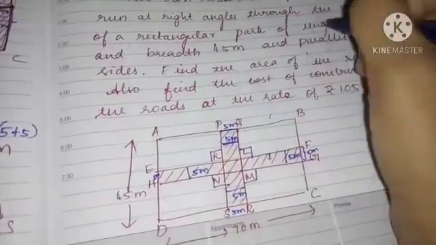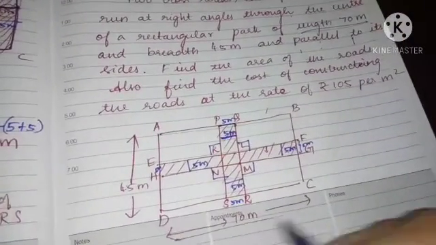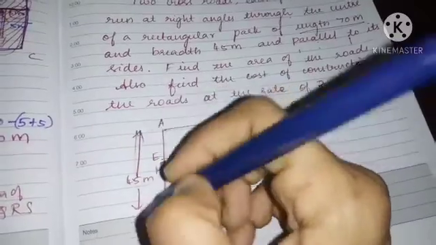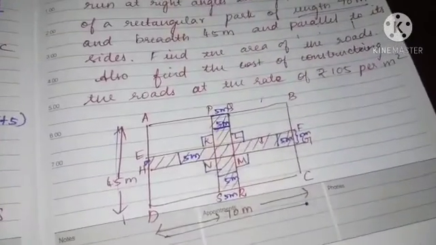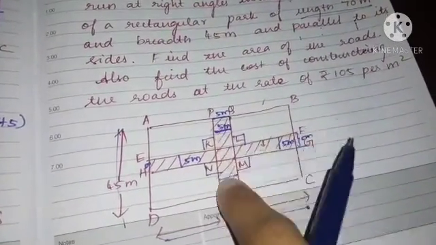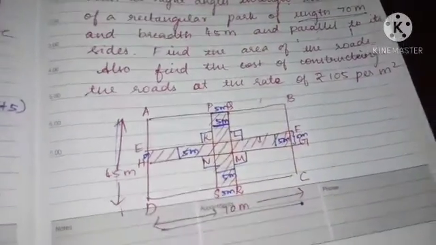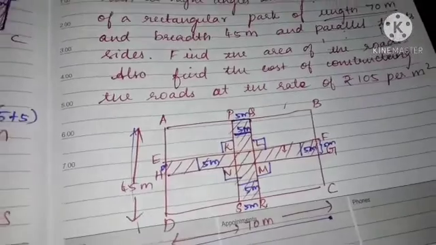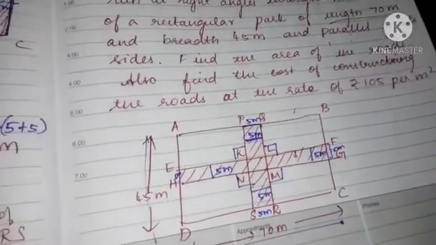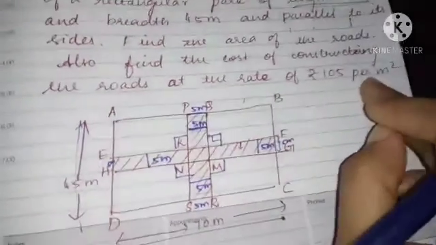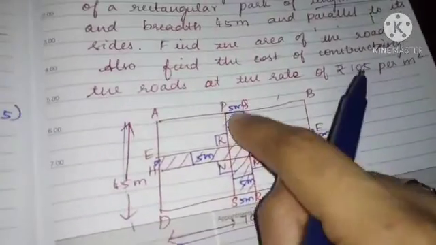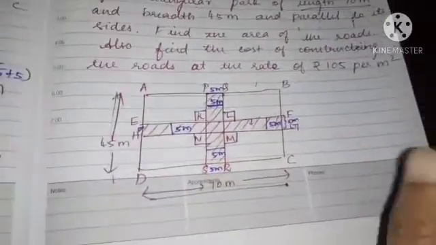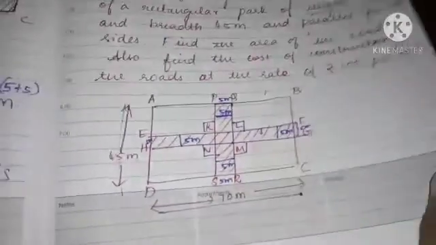Then length is 70 meter. Length of this rectangular park is 70 meter. Breadth is 45 meter. We should find the area of these roads. The shaded region, you should find it. Find the cost of constructing the road at the rate of rupees 105 per meter square. So then we should find the cost of constructing this road. How much cost is needed? That we are going to find.